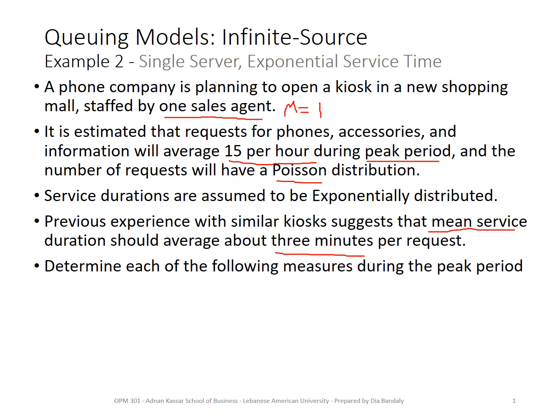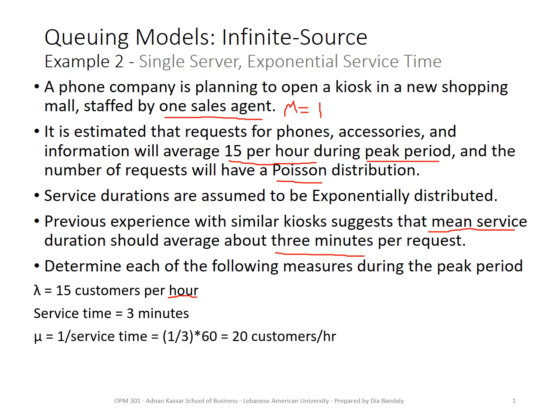What's lambda? Lambda was given to us very clearly in the second paragraph. It's 15 per hour. Here we have to always pay attention to the time unit used. It's in hours, so make sure that the time unit for mu is also in hours. Now we are given the service time to be 3 minutes. From that, I can find the service rate, which is equal to the inverse of service time, so 1/3. But I cannot leave it like that, because then it would be customers per minute, which does not comply with the time unit for lambda. So I multiply that by 60 and I get 20 customers per hour. And now the time units match. This is very important.